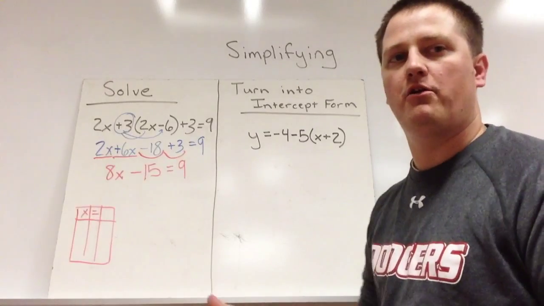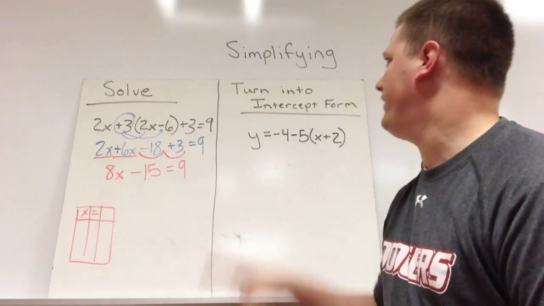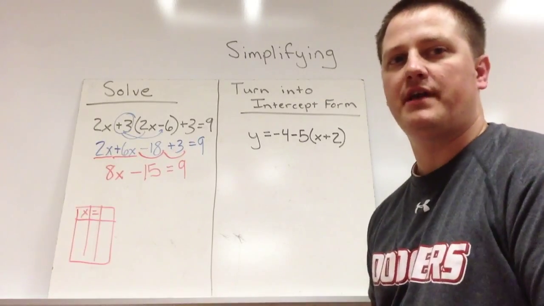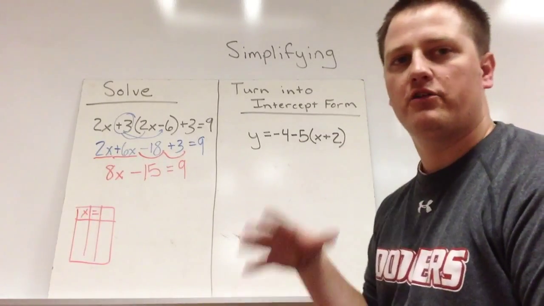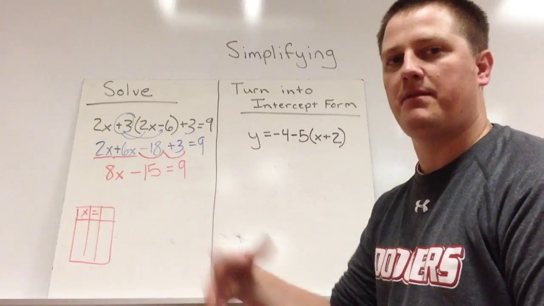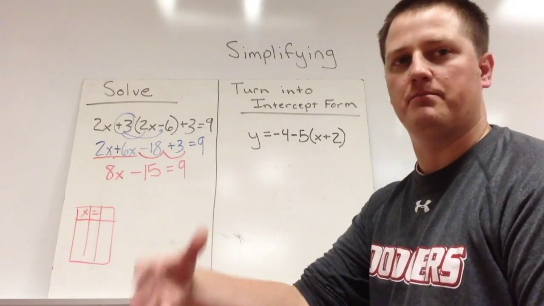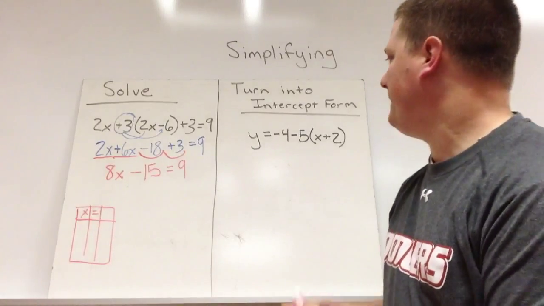All right, this one I'm going to go fully and finish for you, is if we want to turn into intercept form. Well, intercept form doesn't have a parentheses, so we need to get rid of that again. Distributing before we combine like terms. Distributing is multiplication. Multiply before you add.